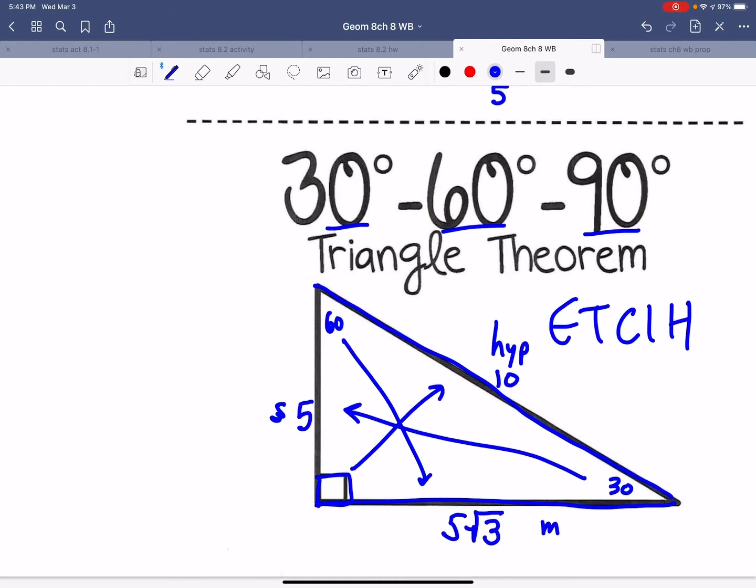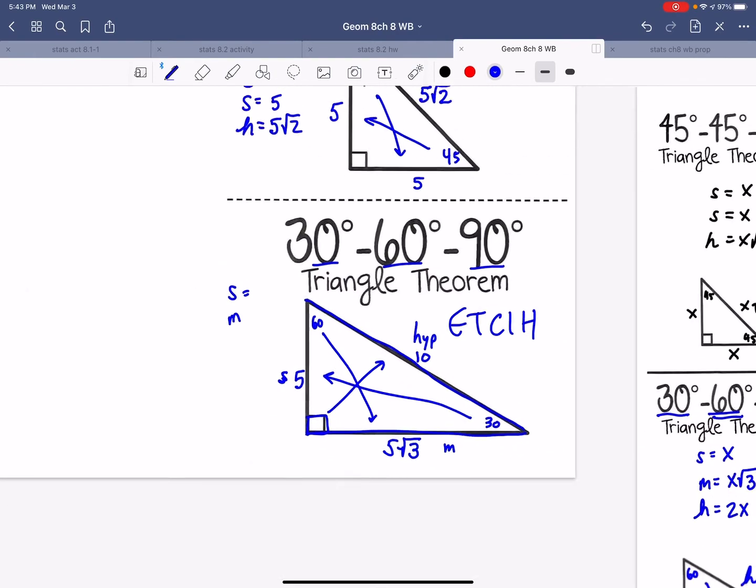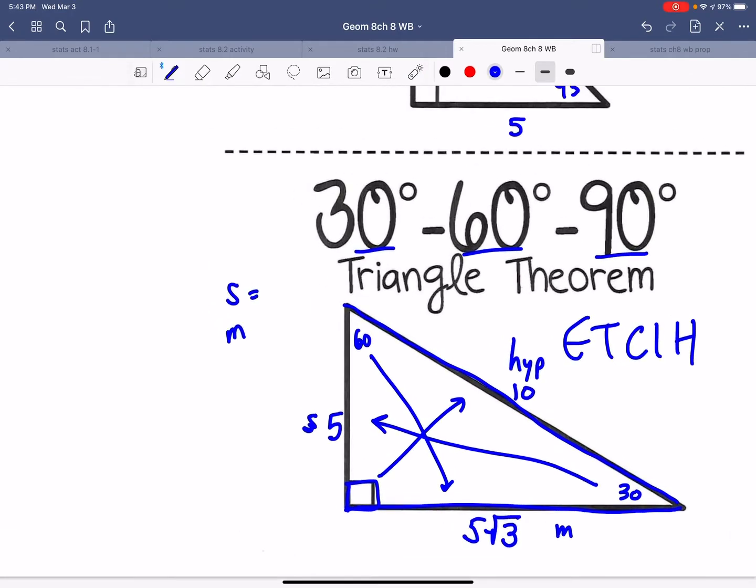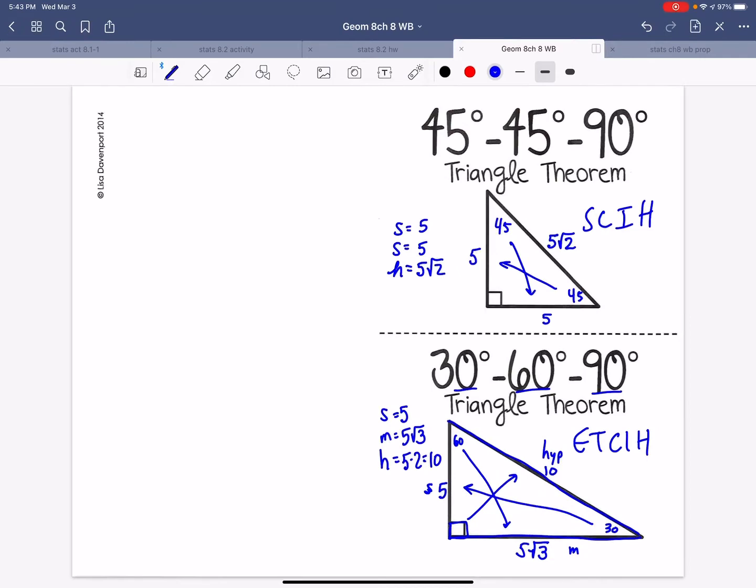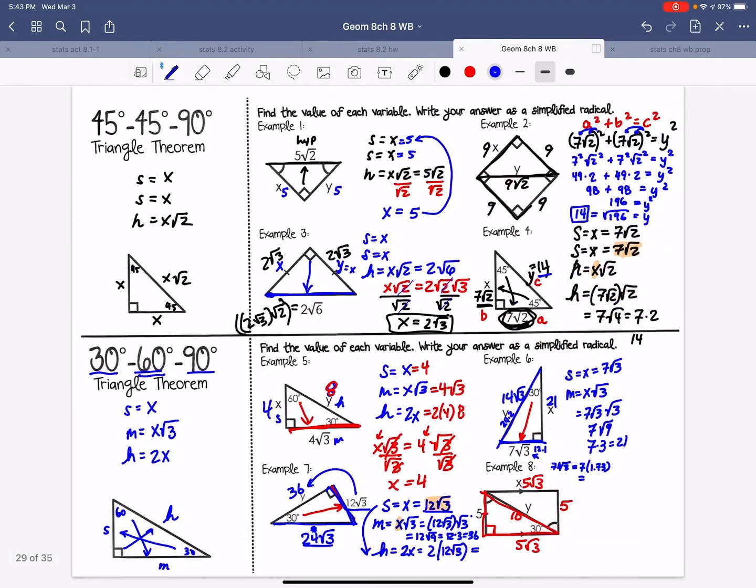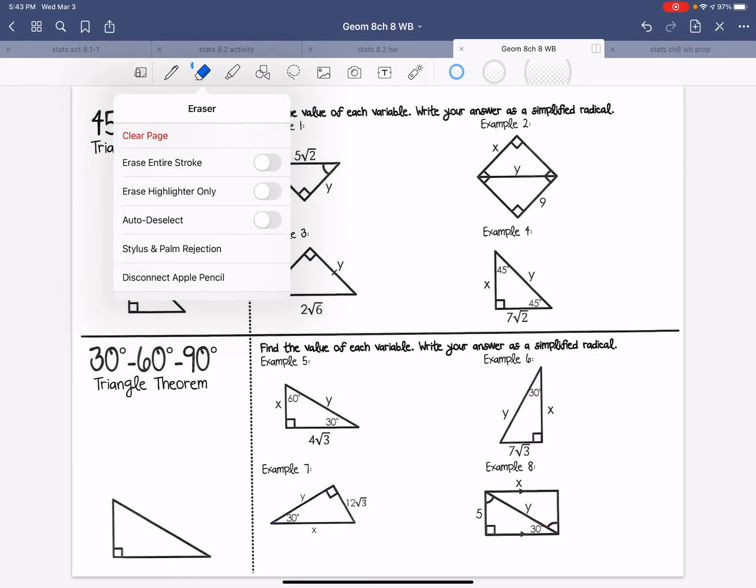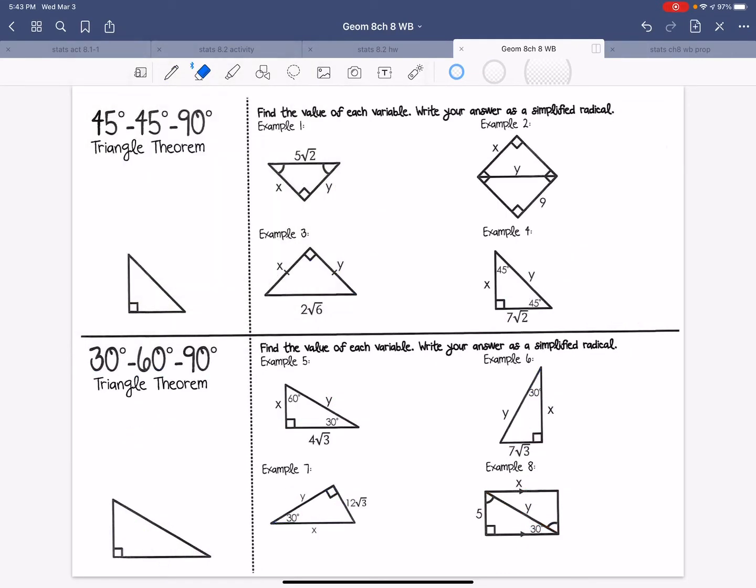It's a very interesting pattern, isn't it? So our small side ended up being 5. Our medium is 5 times the square root of 3, and our hypotenuse is just double that, right? 5 times 2, or 10. So these are the patterns that we see. Now, using our notes and this kind of refresher, I want you to pause the tape and try to work through these if you missed class today.